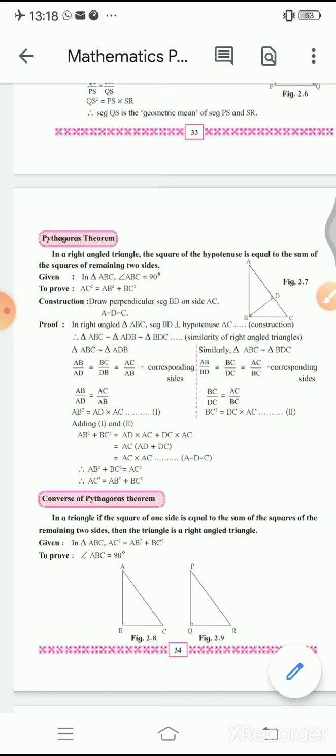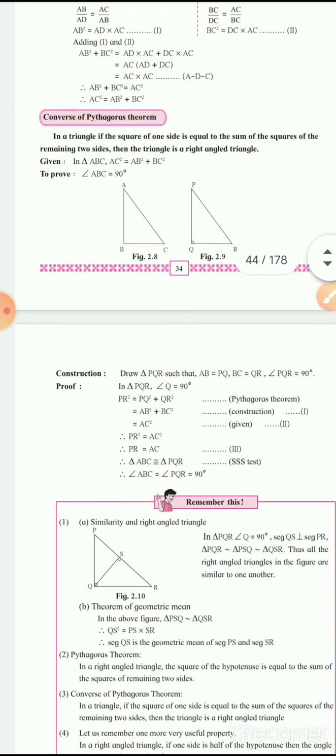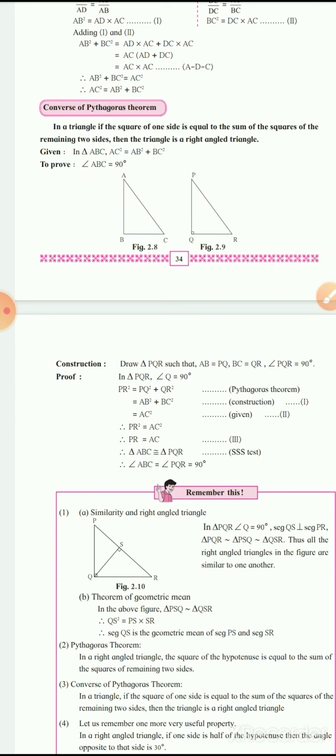Means here in triangle ABC, the square of one side, means AC square, is equal to the sum of the squares of the remaining two sides, means AC square is equal to AB square plus BC square. Then the triangle is a right angled triangle, means angle ABC is equal to 90 degrees and triangle ABC is a right angled triangle. Here only the statement is important, not the proof.